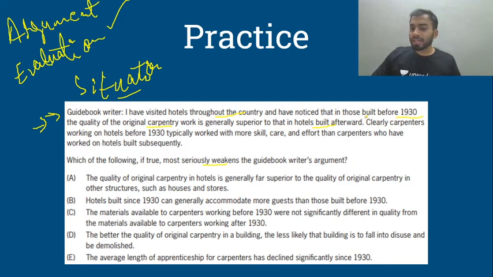So then they're drawing a conclusion. This clearly is a trigger word. Clearly, carpenters working on hotels before 1930, they worked with more skill and care. They put in more effort, right? So based on the quality of work in the hotels, they are drawing conclusions on how skillfully those carpenters worked, and they're drawing a contrast, right? What is the assumption here, and which of these options weakens that assumption?